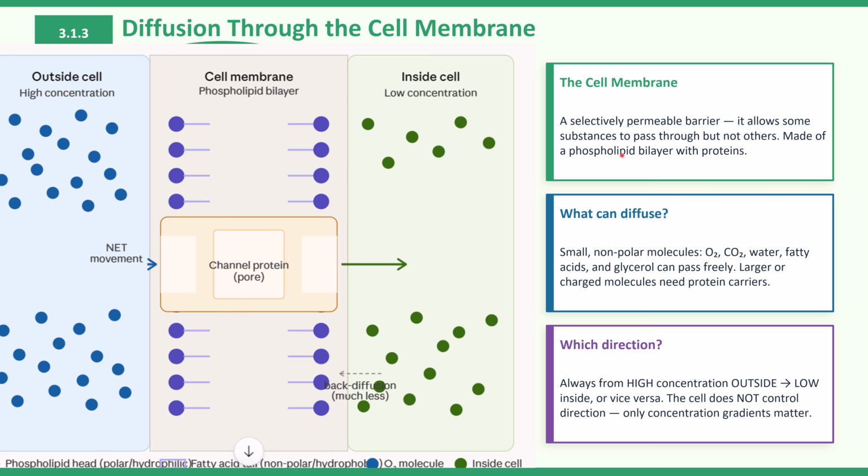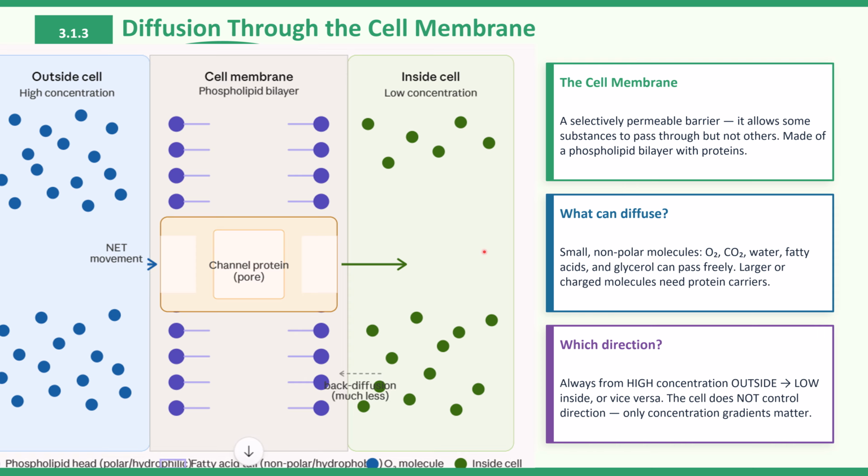Here are some terms. First, the cell membrane, a selectively permeable barrier. It allows some substances to pass through but not others. Made of a phospholipid bilayer with proteins. What can diffuse? Small non-polar molecules: oxygen, carbon dioxide, water, fatty acids, and glycerol can pass freely. Larger or charged molecules need protein carriers. Which direction? Always from high concentration to low concentration, whether outside to inside or vice versa. The cell does not control direction, only the concentration gradient matters.